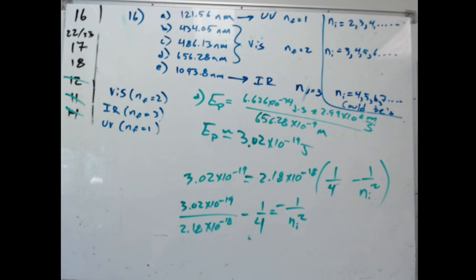And that should, hopefully, work out. That's like 3/21, that's like 1/7 minus 1/4. That's going to be a negative thing. That should work out, I hope.